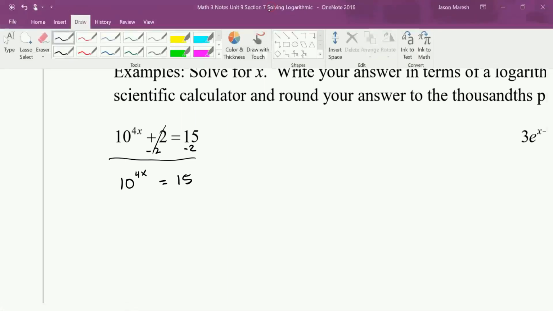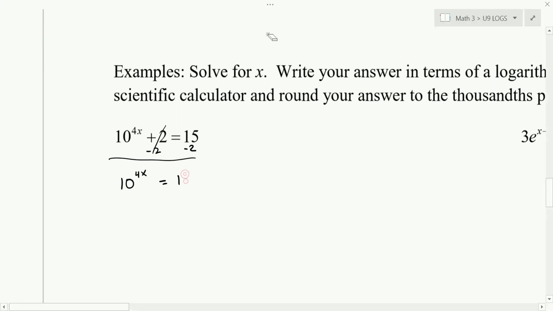Just checking. 13. I can. Thank you, Colton. Okay.